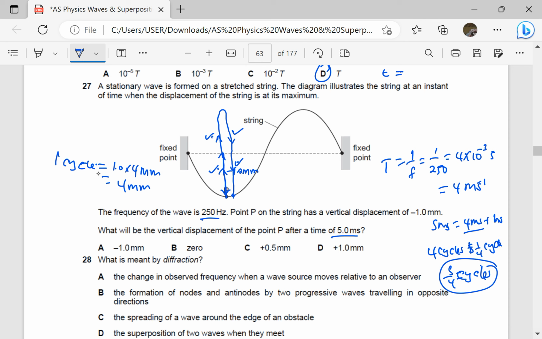Then we have 5 over 4 cycles. So total distance is going to be equal to, what will be the vertical displacement of the point P after a time of 5.0 milliseconds? Okay, let me first find total distance, which will be 4 times 5 over 4, which will be 5 millimeters. So total distance will be 5 millimeters.